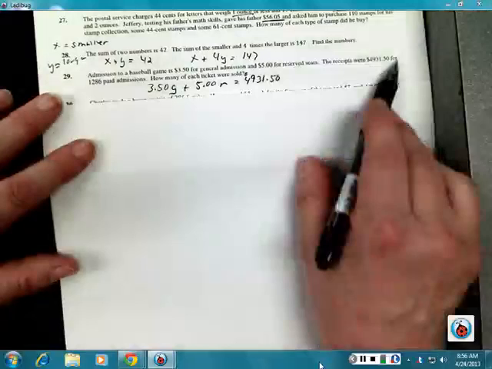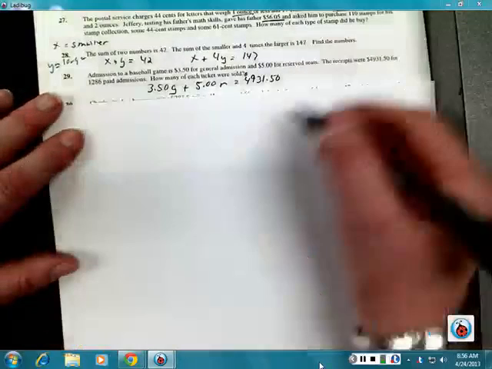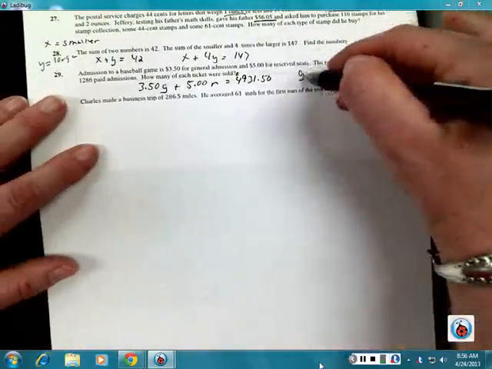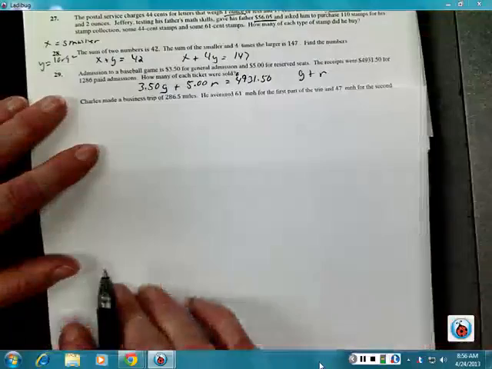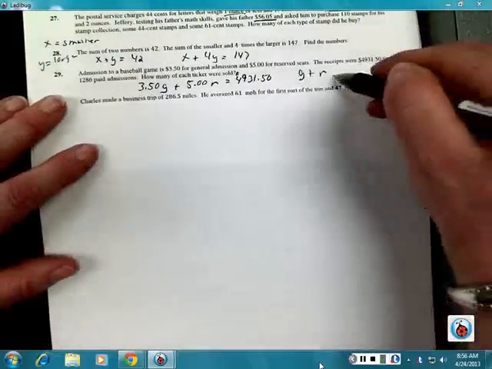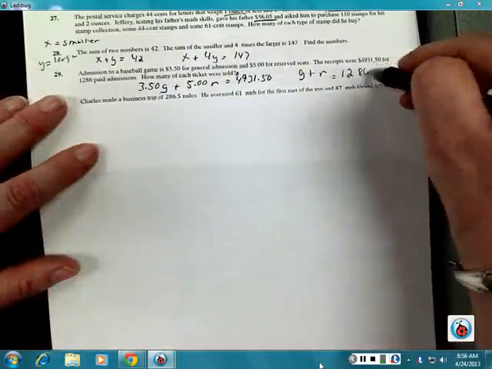$4,931.50. The reason it's equal to this one is that's the dollar amount they paid for those seats. The other piece is that you simply have G, the number of general admission tickets, plus the number of reserved seat tickets, is going to equal the number of tickets sold. And then you'd find your answers from there. I think you can do the rest of it, correct?